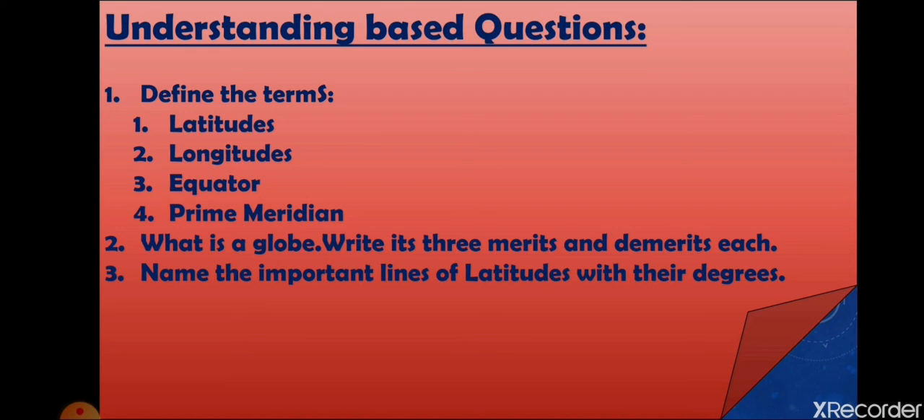So here are some understanding-based questions. Define the terms latitude, longitude, equator and prime meridian. What is a globe? Write three merits and demerits of the globe, and name the important lines of latitude with their degrees: equator 0 degree, Tropic of Cancer 23.5 degree north, Tropic of Capricorn 23.5 degree south, Arctic Circle 66.5 degree north, Antarctic Circle 66.5 degree south, North Pole 90 degree north, and South Pole 90 degree south.